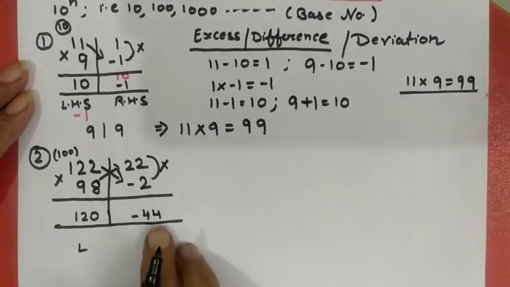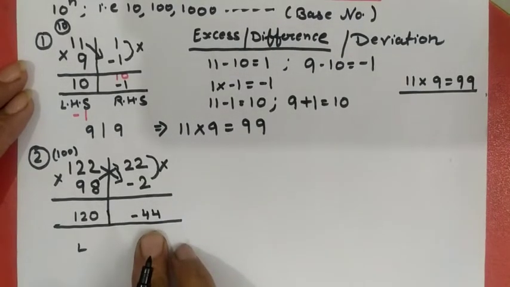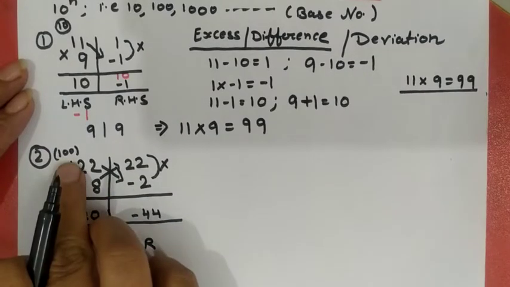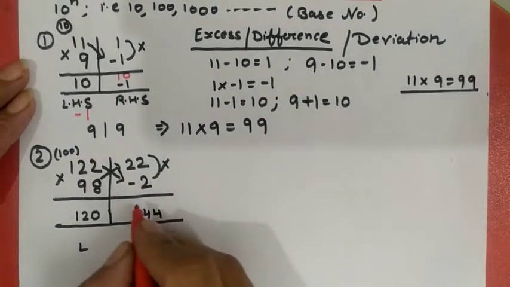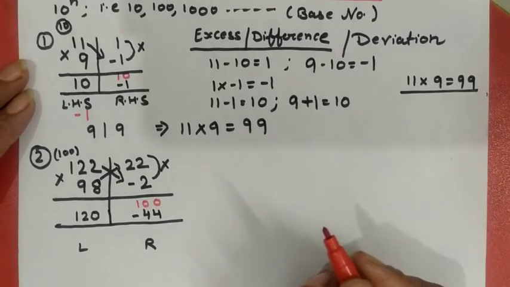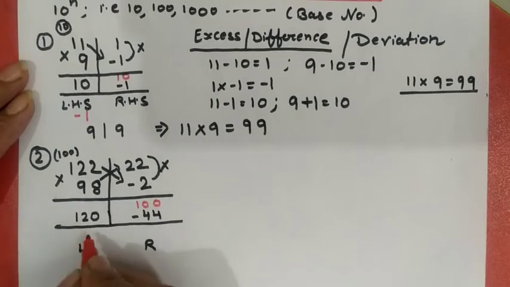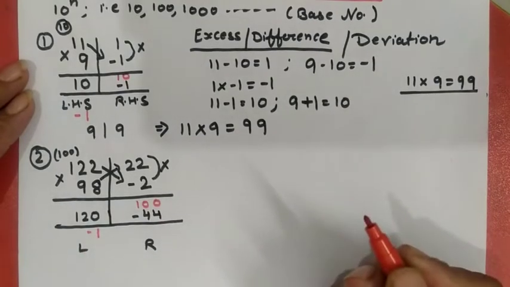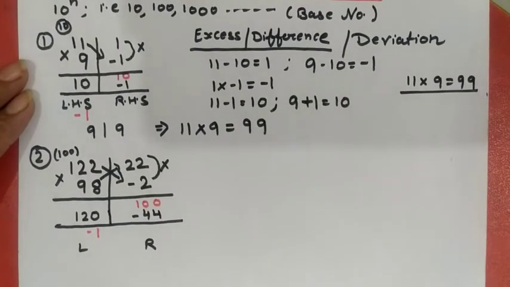Now again, see, you get a negative sign over here, and what to do to remove this negative sign? We take our base, which is 100 over here, and subtract the base from our right hand side answer, and one base, so number 1, from left hand side answer. Right. On subtracting we will be getting 119 on the left hand side, and we will be getting 56 on the right hand side. And here comes our answer.